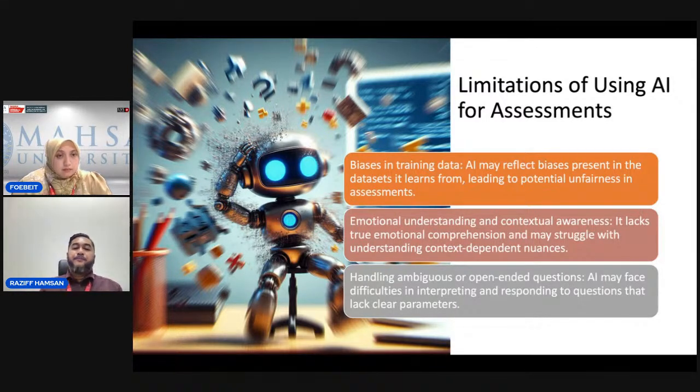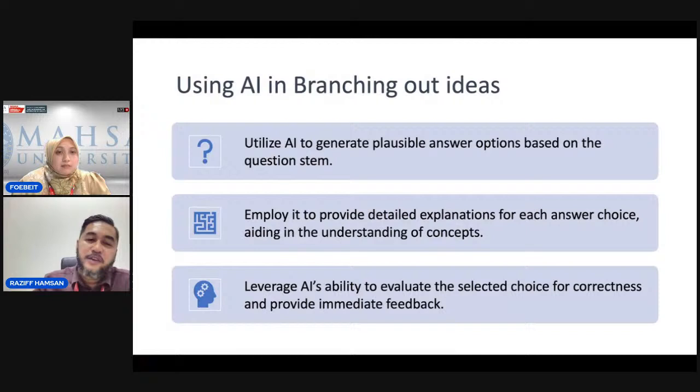Right. Now, also ambiguous prompts or too open-ended ones. Like I said, everything has to be contextualized, everything has to be personalized, then only you will be able to generate the right answer for whatever assessments that you are doing.